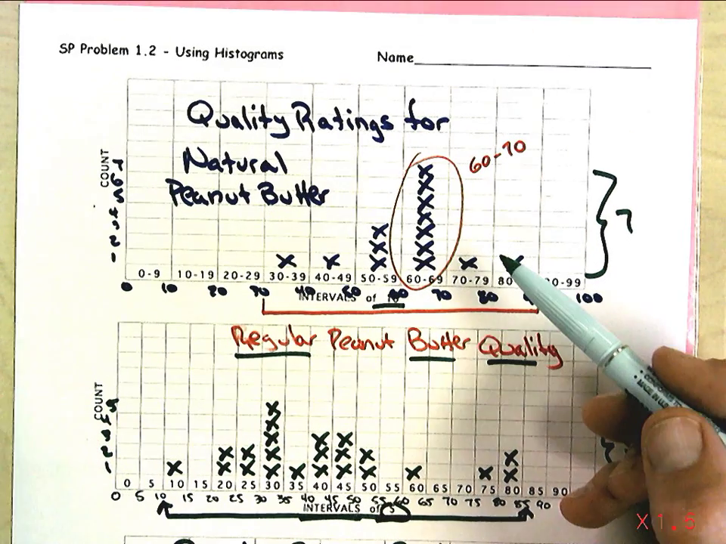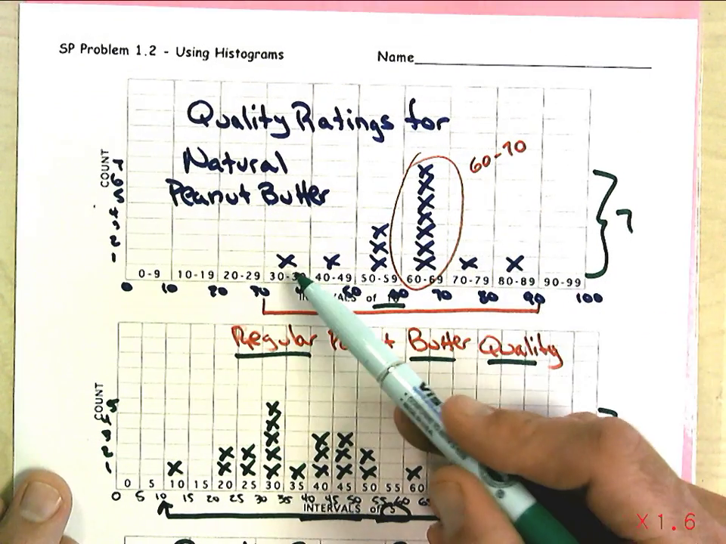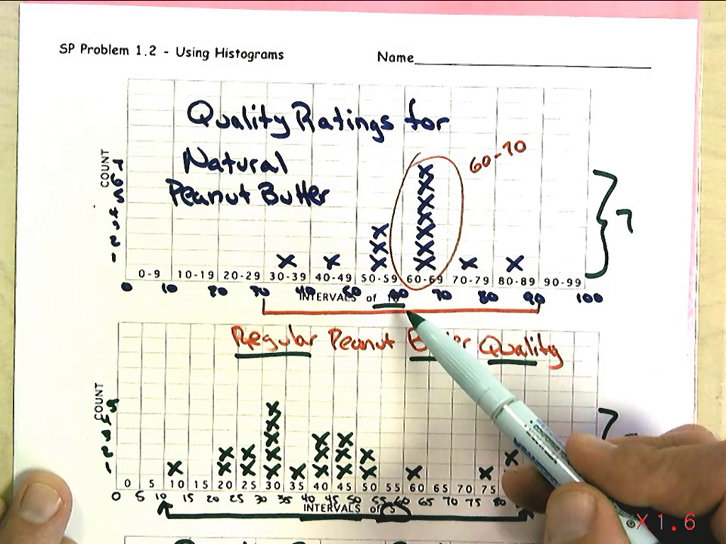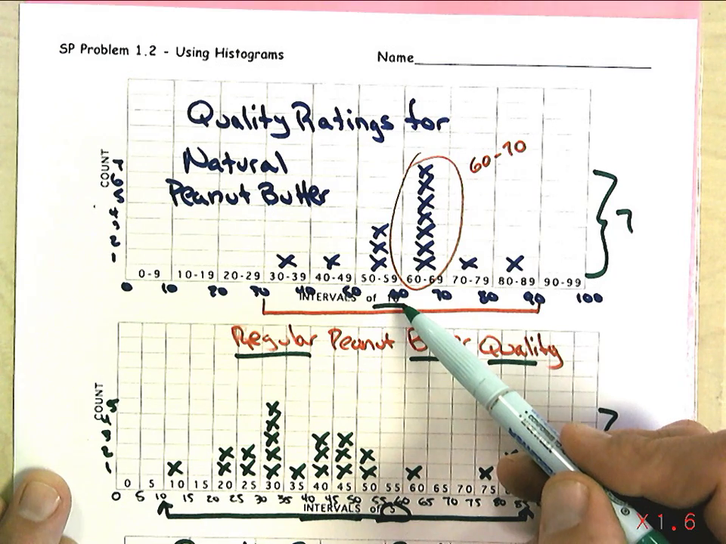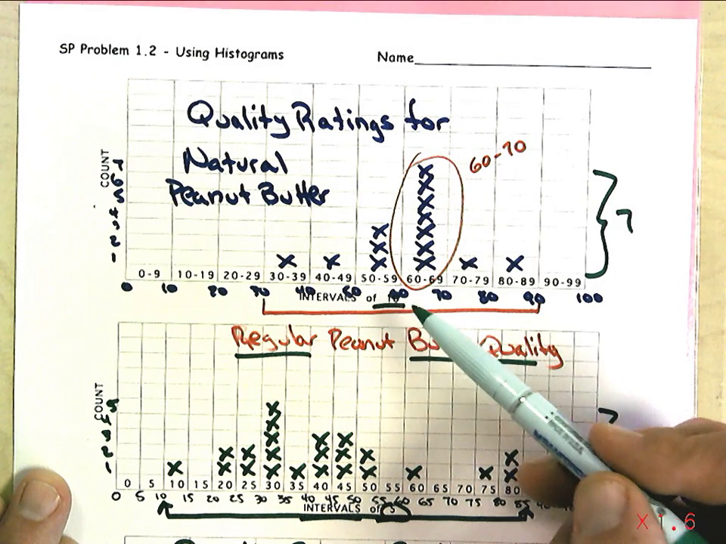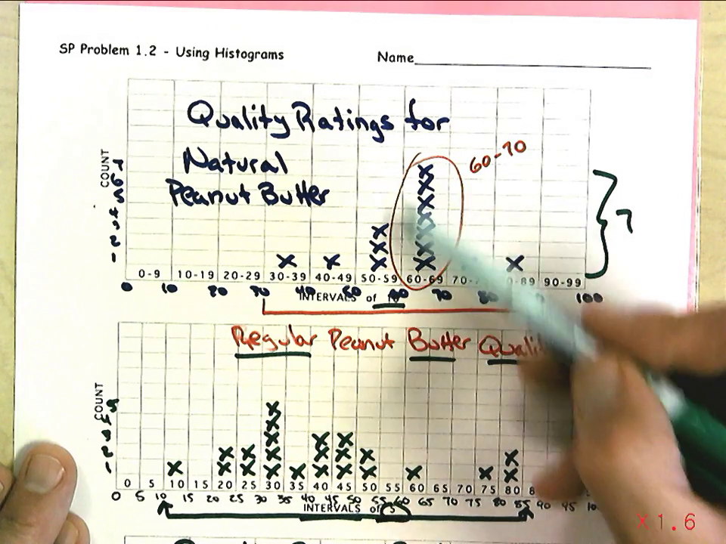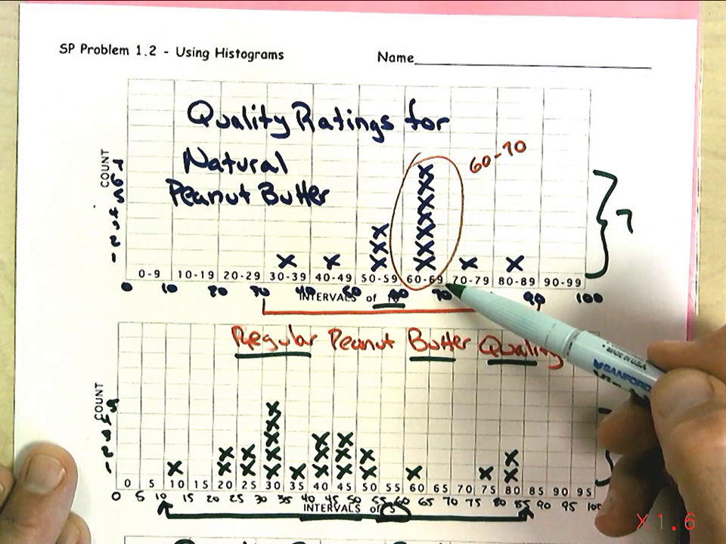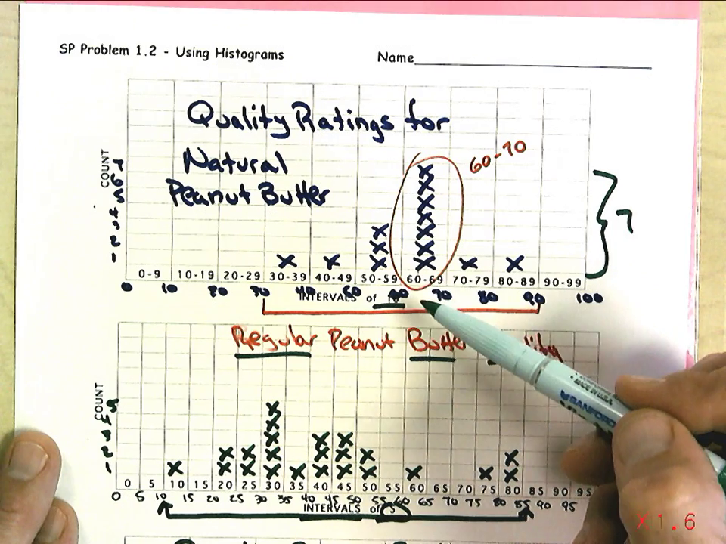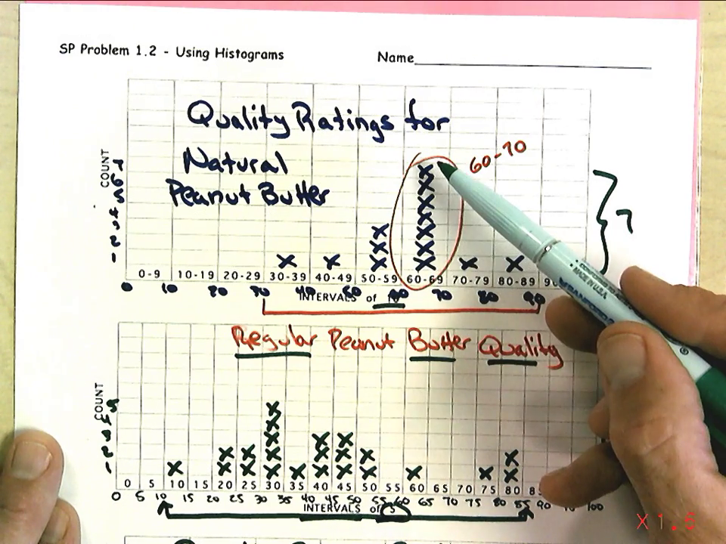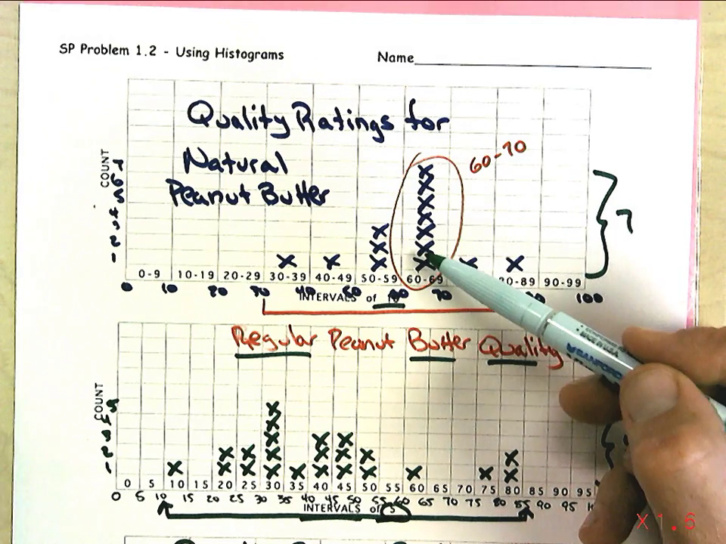For the case of the quality rating of natural peanut butter, 6 bars really isn't enough. So we probably would want to use a smaller interval for the natural peanut butters in order to spread this data out. If we have a large cluster here from 60 to 69, maybe if we did intervals of 5 or 7 or something like that, that would spread that out and we would see a little bit more clearly where the data falls in that range.